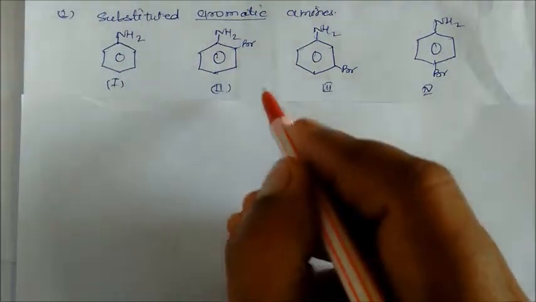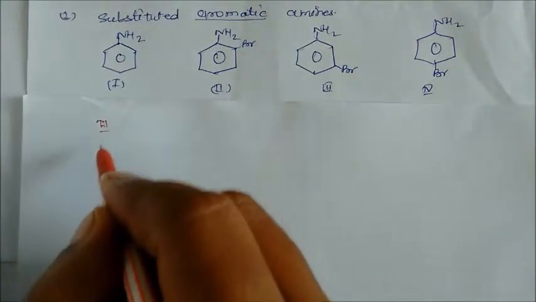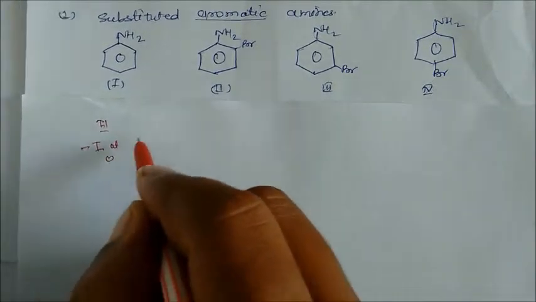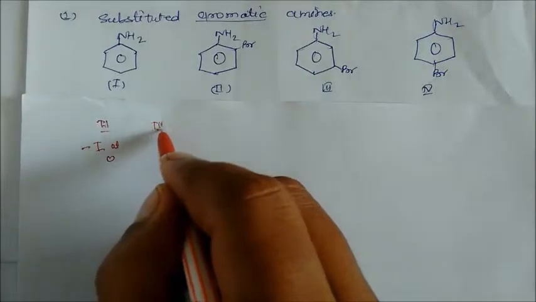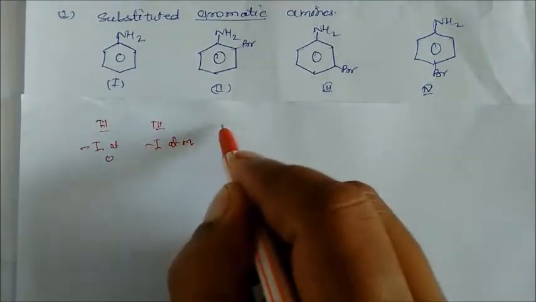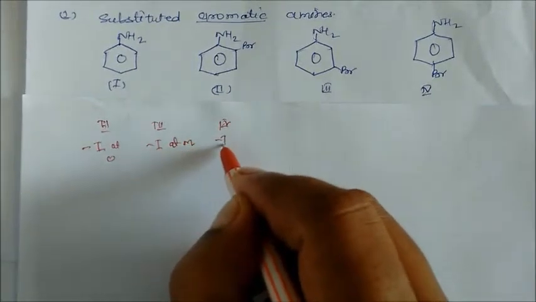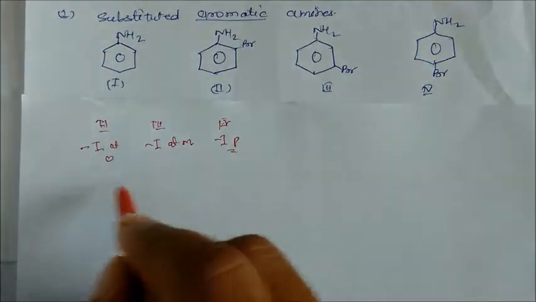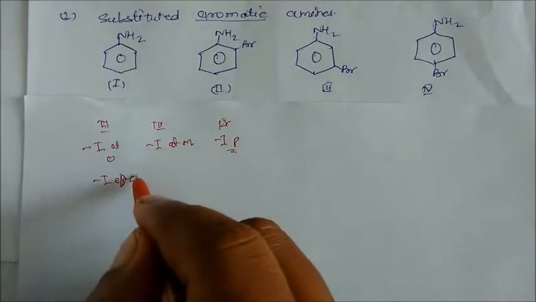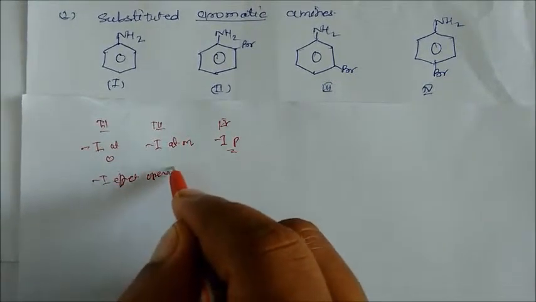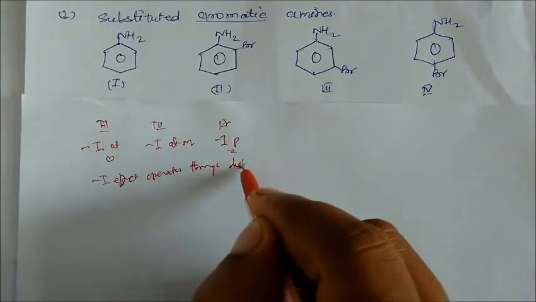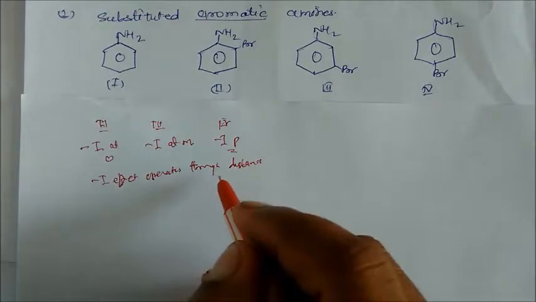But here in case of 1, if it enters 2, there will be a minus I effect at ortho. But in case of 3, we'll get a minus I effect at meta position, and in case of 4, a minus I effect at para position. You know the minus I effect operates through distance. More distance, there will be less I effect.